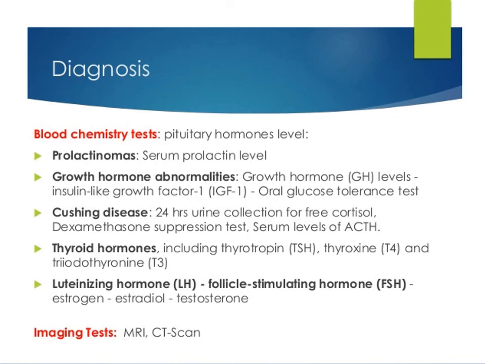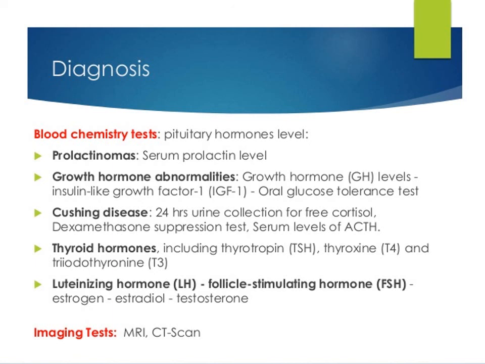Diagnosis is based on measuring pituitary hormone levels. In prolactinoma, serum prolactin level or its inhibitory hormone dopamine, which gives inhibitory effect on the hypothalamus, can be measured. For growth hormone abnormalities, growth hormone levels and insulin-like growth factor 1, secreted by the liver, are measured. The oral glucose tolerance test is the most sensitive one, in which high doses of glucose result in failure of suppression of growth hormone.